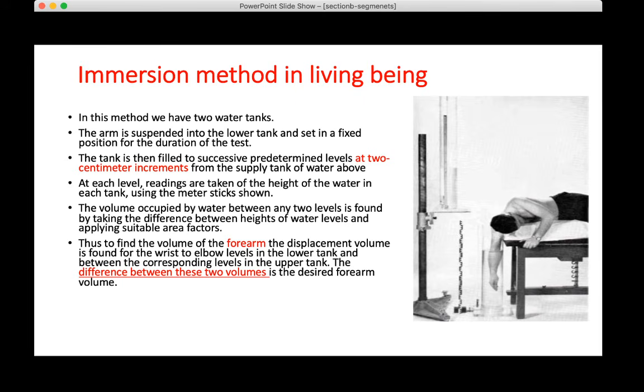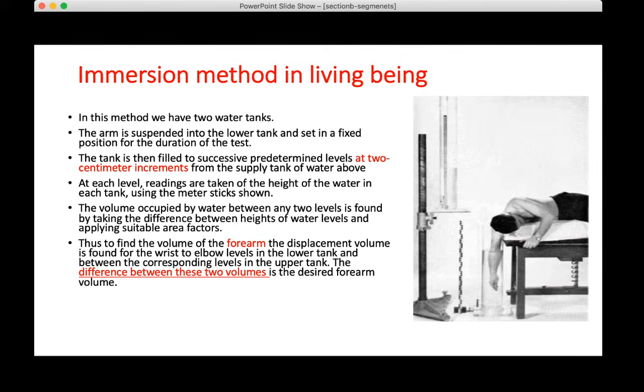Now the athlete will not move throughout the experiment till we get the volume of his forearm. Okay, now the tank is then filled with successive predetermined levels. Slowly, they start pouring water with increments of 2 or 3. It is fixed, the same increment they increase the water. At each level, readings are taken of the height of the water in each tank.